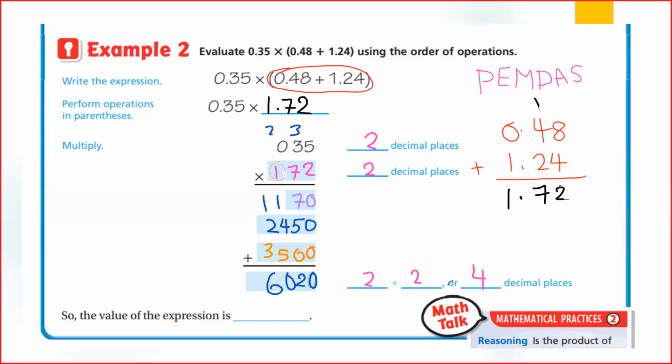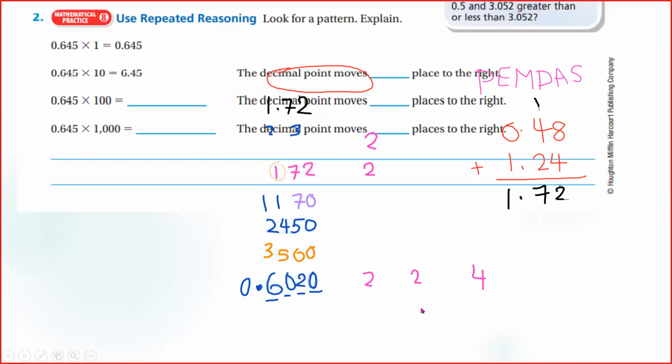4. So 1, 2, 3, 4. So here I should put what? The decimal point, and before it, we're going to go 20. Yes. Got it now?